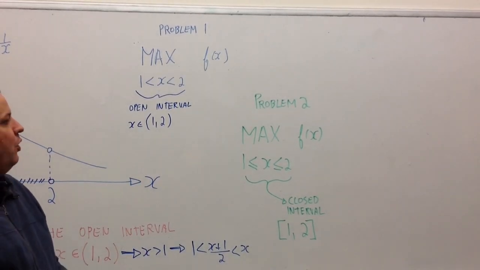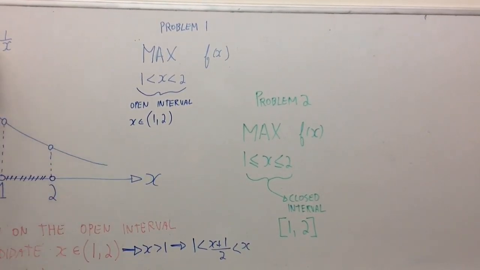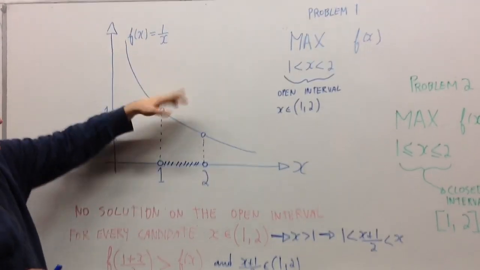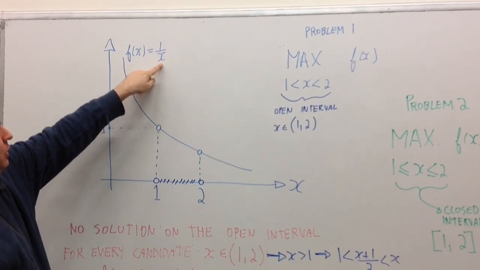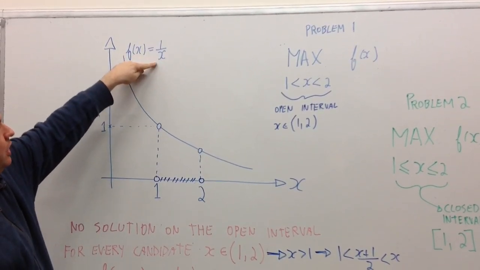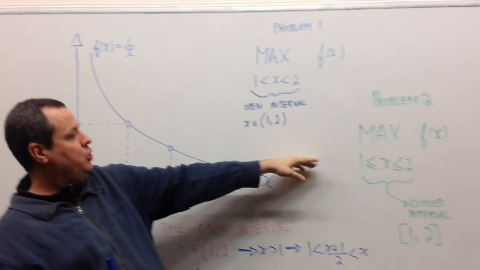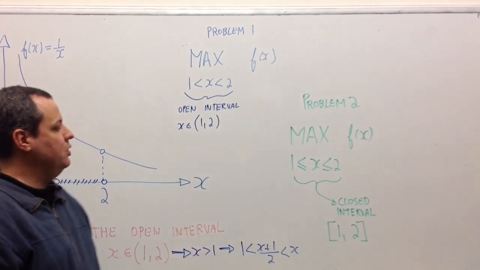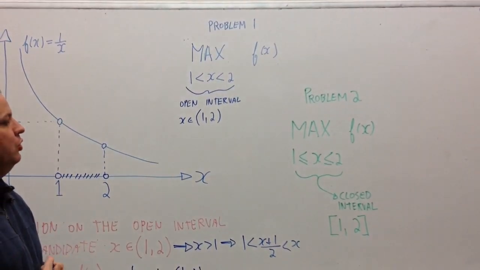And you guess correctly, because the function 1 over x is a strictly decreasing function when x is positive, between 1 and 2. This function is strictly decreasing. The solution for problem number 2 is 1. So if you pick 1, 1 over 1 is 1, and that's the best that you can do.